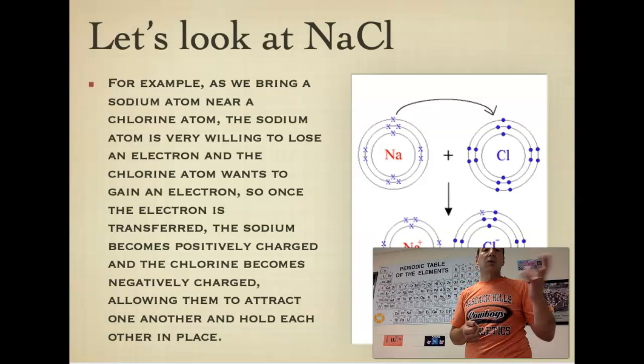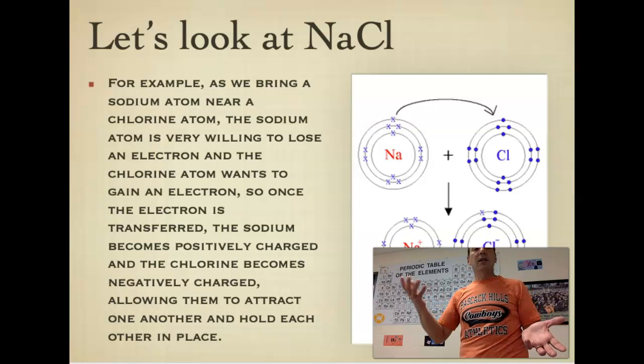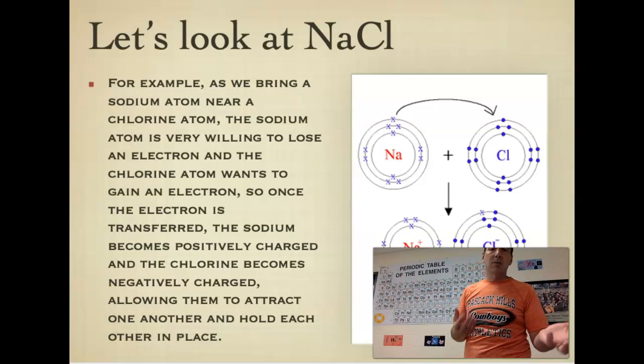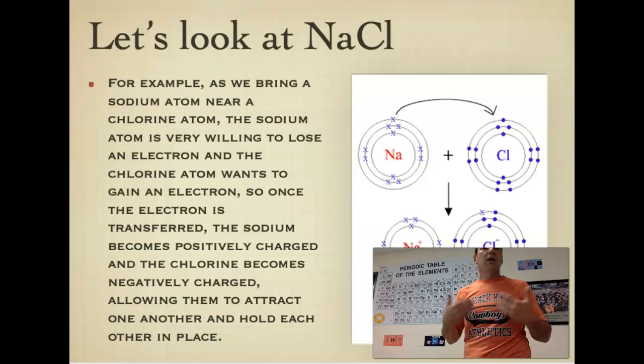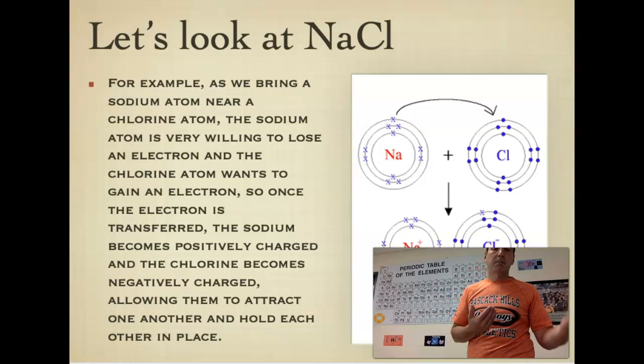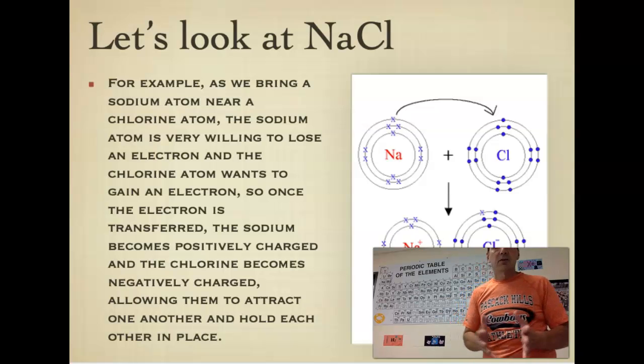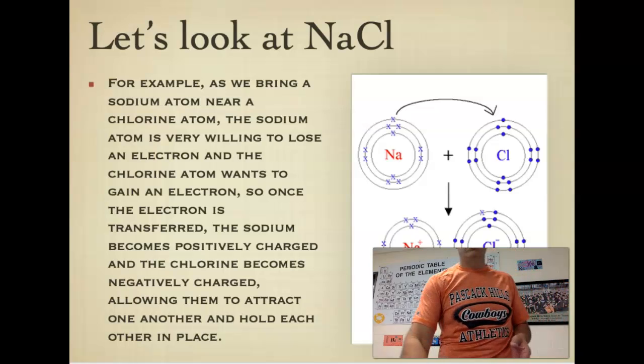Okay. Now, when sodium loses the electron, it becomes positively charged. When chlorine gains the electron, it becomes negatively charged. And now we have a positively charged cation, we have a negatively charged anion, and opposites attract. And now we have an ionic bond. Okay. So ionic bonds are formed when electrons are transferred, causing us to make cations and anions that attract one another. Okay. So that is the idea of an ionic bond.